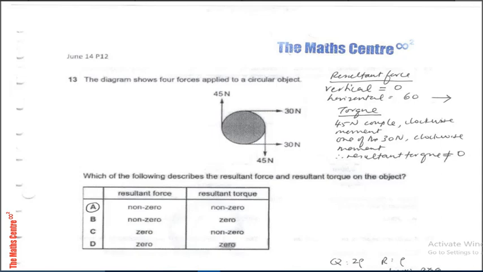June 14, Paper 1-2, question number 13. The diagram shows four forces applied to a circular object. Which of the following describes the resultant force and the resultant torque on the object? Let's start with the resultant force. Look at the vertical forces. This 45 Newton and this 45 Newton, one is going upwards, one is going downwards, so they cancel each other. Therefore, the vertical resultant will be 0.